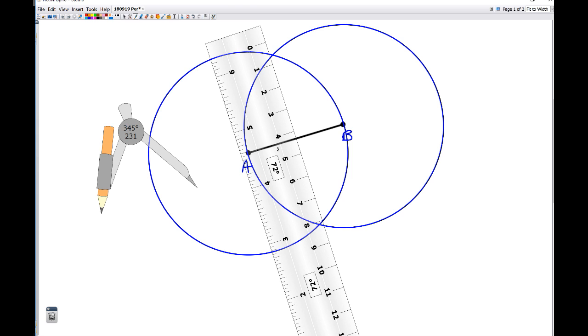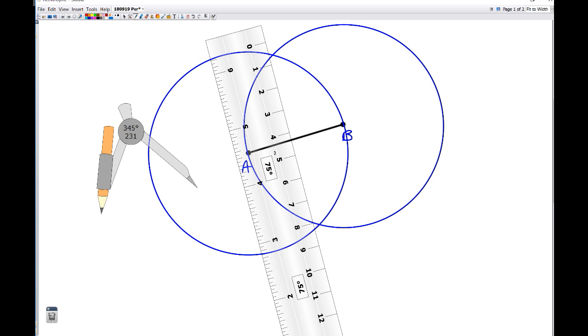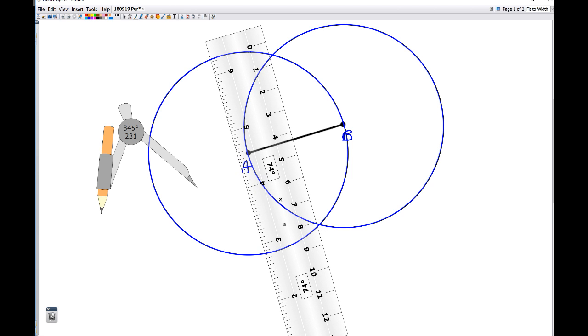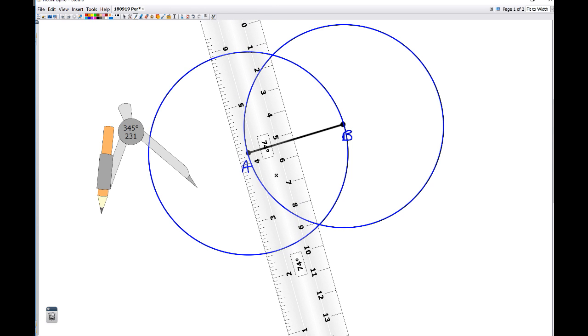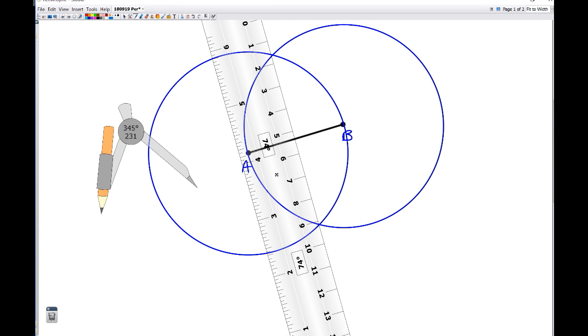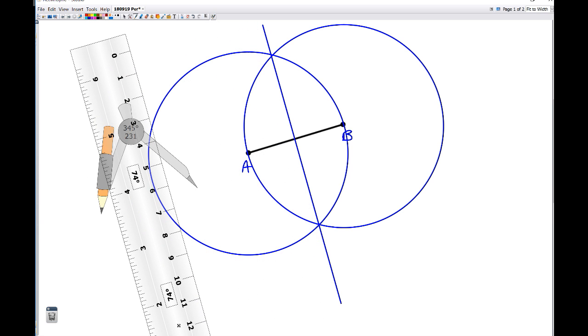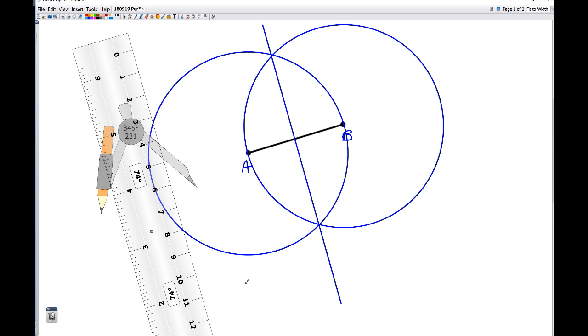So what I want you to do is take your ruler, and we want to line our ruler up here so that we can identify this line. And then I want you to draw the line that goes through the two intersection points, hits line segment AB, and extend it out past the two circles like that. So we've drawn this line now that cuts through line segment AB, and it connects the two intersection points of the circles.